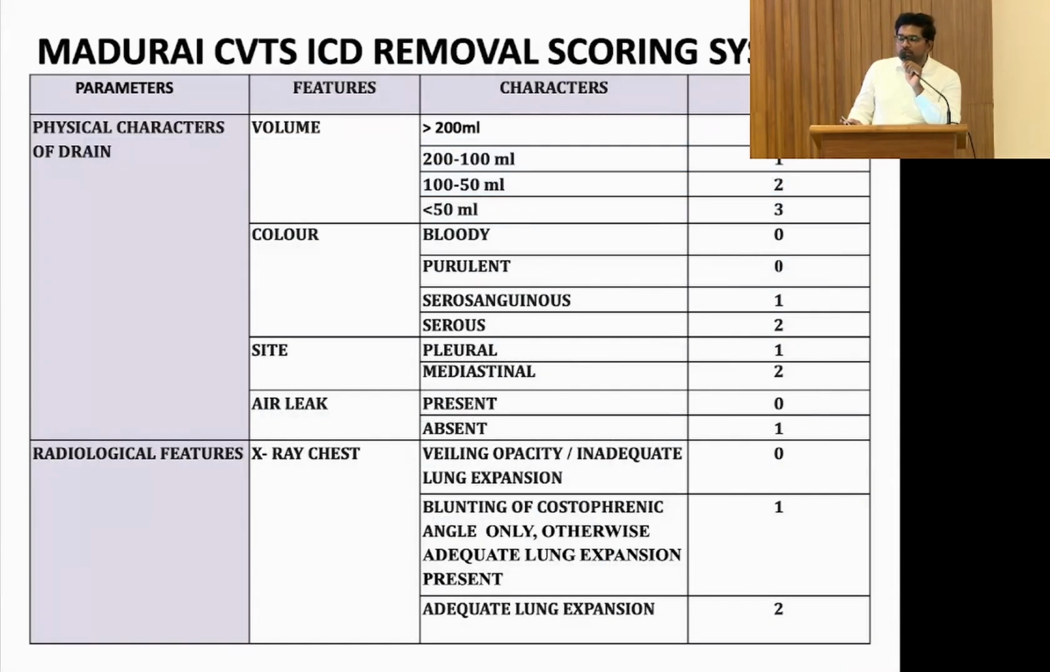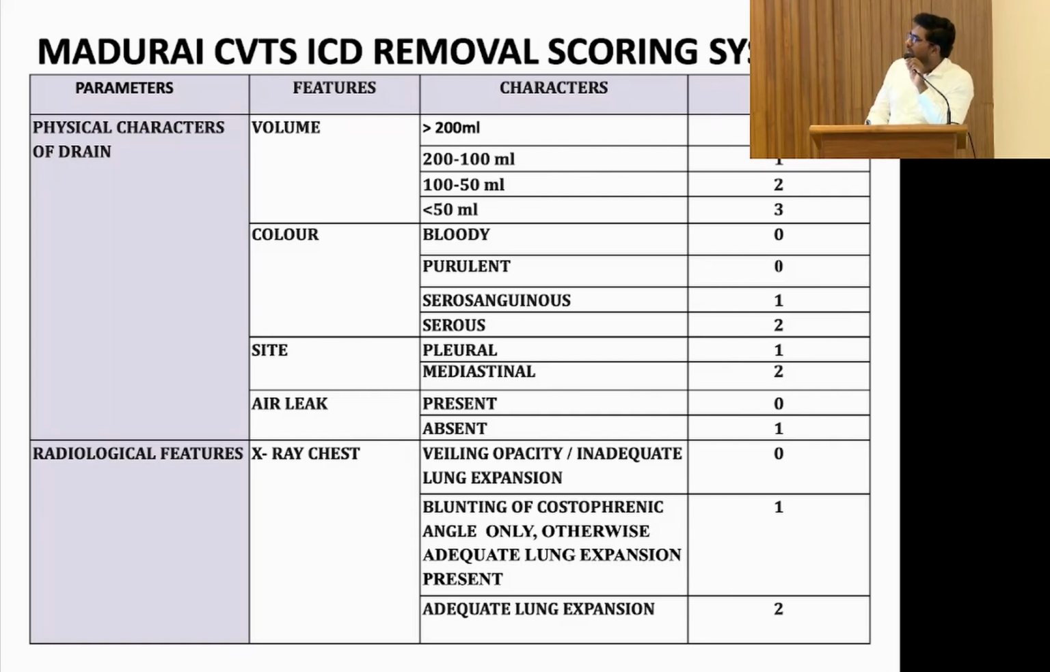So this is the scoring system here. Here we have two parameters broadly, maybe a physical character of the drain and the radiological features. In physical character of drain, it is volume, color, site, and air leak that were included. In volume, if the volume of drain is more than 200 ml for last 24 hours, it is considered to be a 0 score. And if the volume is between 100 to 200, the score is given as 1. And 50 to 100 ml for last 24 hours, score is given as 2. If less than 50, the score is given as 3.